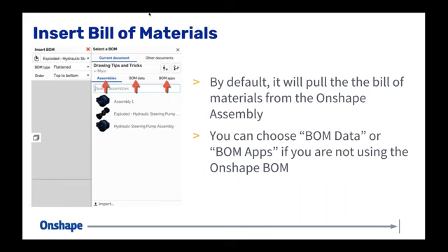By default, it will grab the Onshape assembly, but if you choose something else, it will remember that. You can choose BOM data, which is a cloud-connected app like Google Sheets, the example that you see in the App Store, or OpenBOM and the like. And that's using BOM apps. So, how does this work?